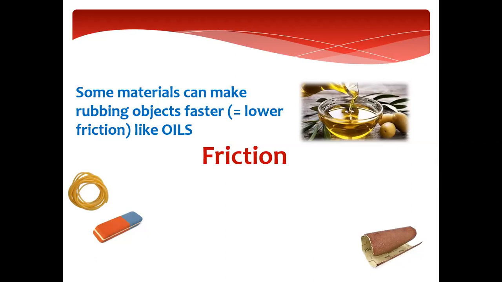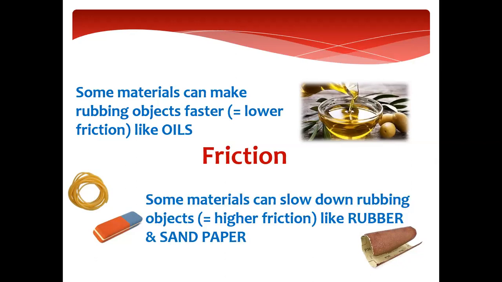But there are some materials that can slow down the rubbing, meaning they have higher friction. Try it, for example: if you put an eraser on the ground and then you step over it, what will happen? Are you going to slide like with the oil? No. Why? Because it has higher friction. What does it mean by this? It slows down the movement. It slows down the rubbing object. It's like the rubber, like the sandpaper, and stones, of course. So this is the part of the friction.